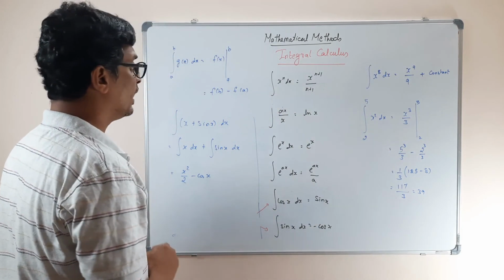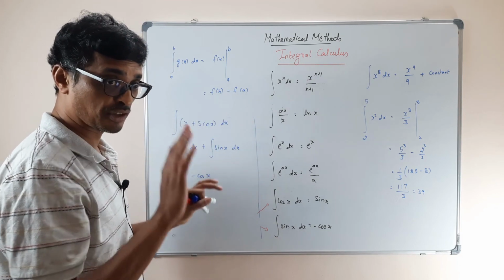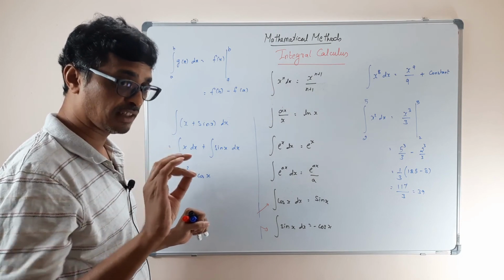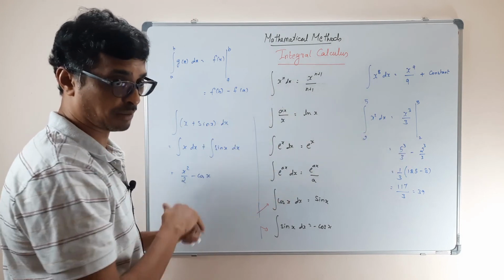With that, I will stop this second chapter on mathematical methods. What we saw were vectors and calculus. In calculus, we saw differential calculus and integral calculus. These things will be used in our later chapters.